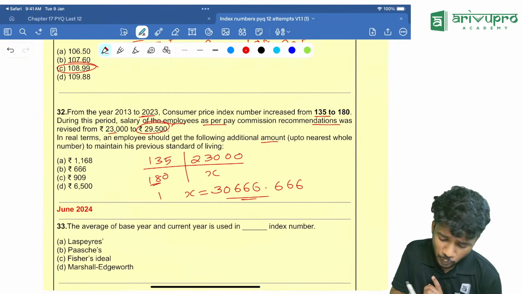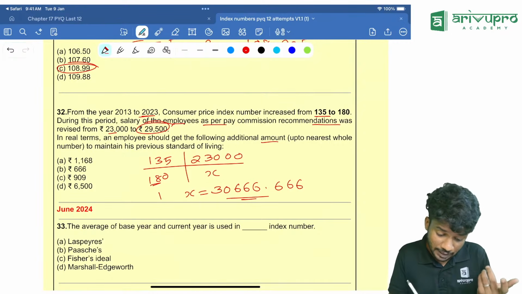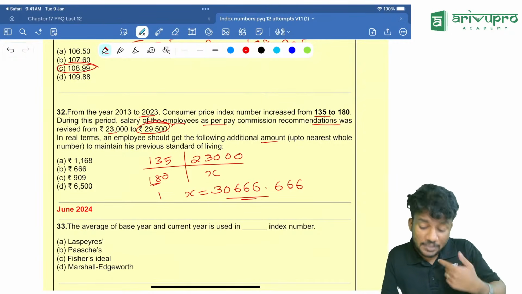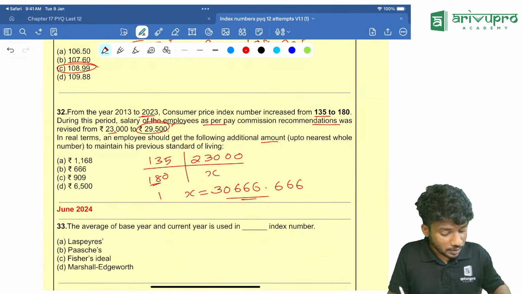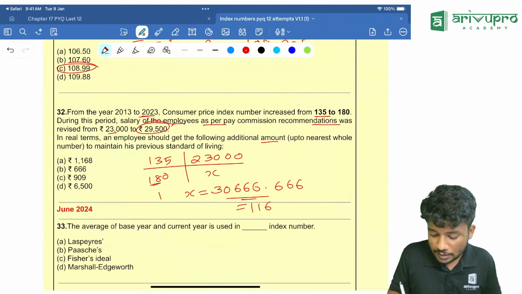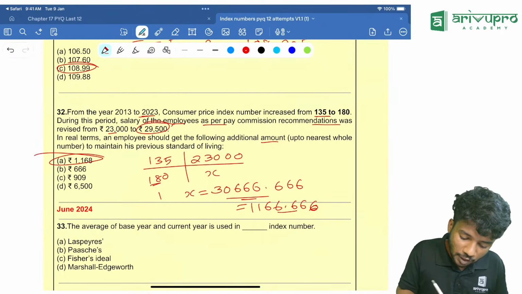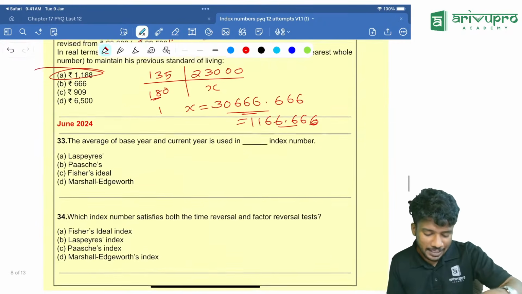Now we need to take the difference from 29,500. That's when we are going to find the additional amount over here. That is minus 29,500, which is equal to 1,166.66666. Nearest answer is Option A, 1,168 is your answer. Next one, people.